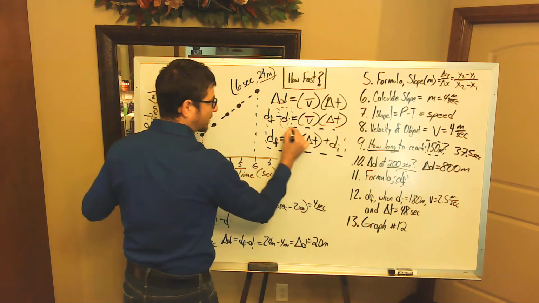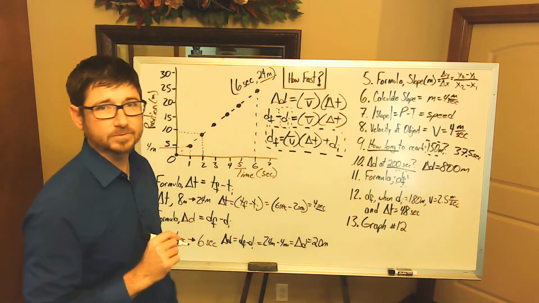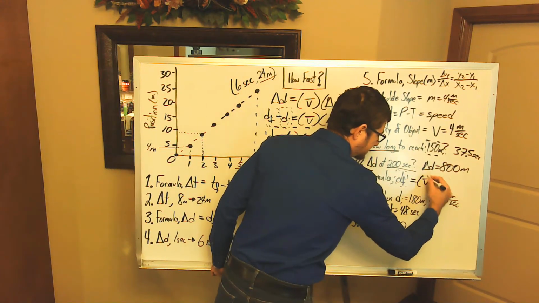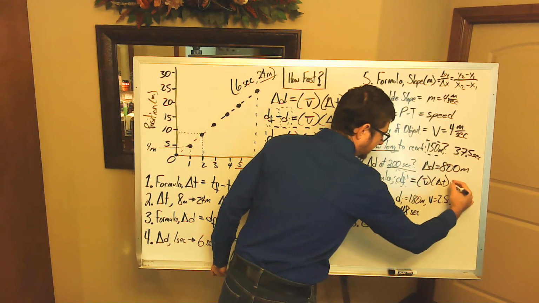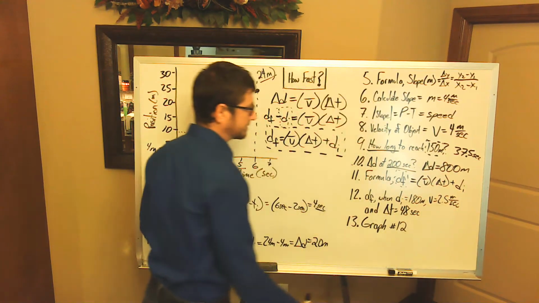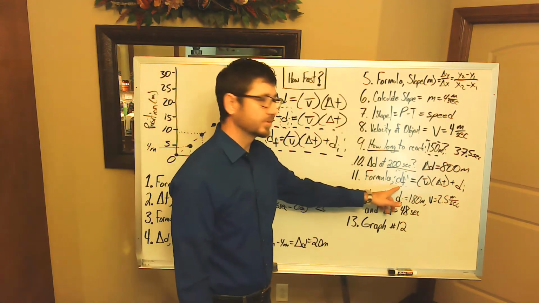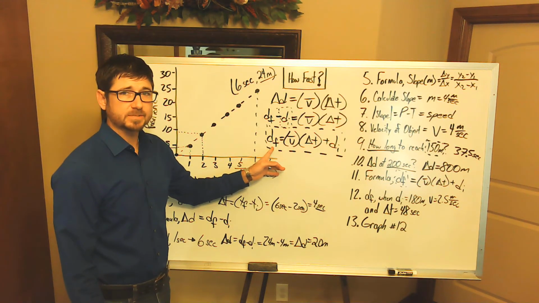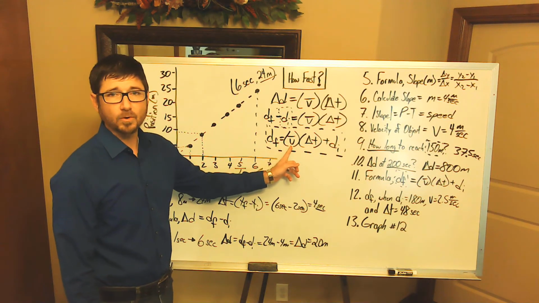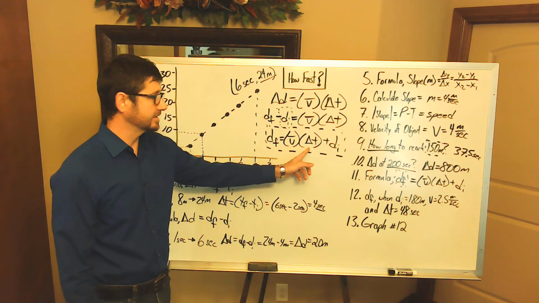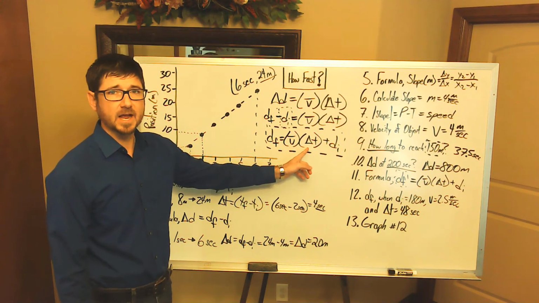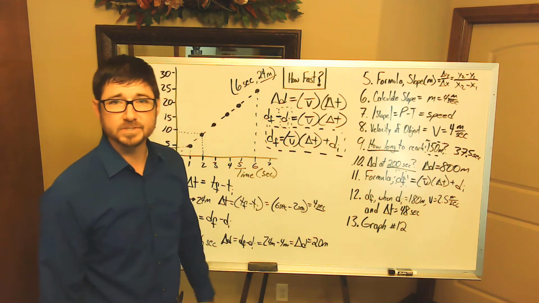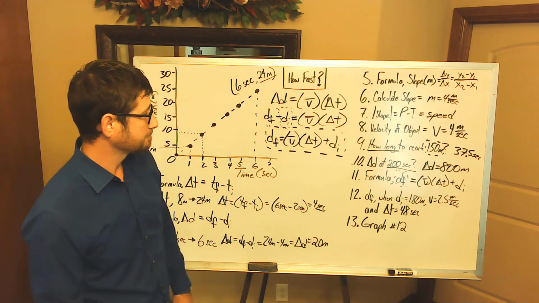That is our equation for final displacement of an object. So right here, v bar delta t plus d sub i. So let's just go through this equation real quick. D sub f is the final displacement of the object. V bar represents average velocity. Delta t represents time interval. And d sub i represents initial displacement of the object.